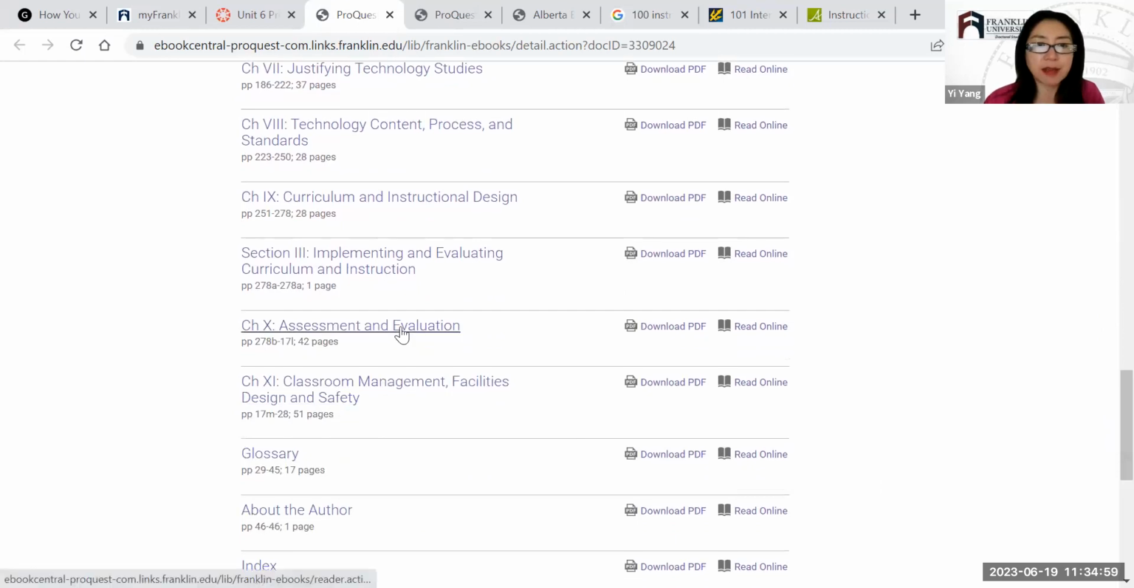Assessment and evaluation is a good chapter for next unit. That's why I have this book here, so you can use it not only for this unit but also for the other units of this class. I highly recommend you read assessment and evaluation for next week. Implementing and evaluating curriculum and instruction is a good section for next week as well.